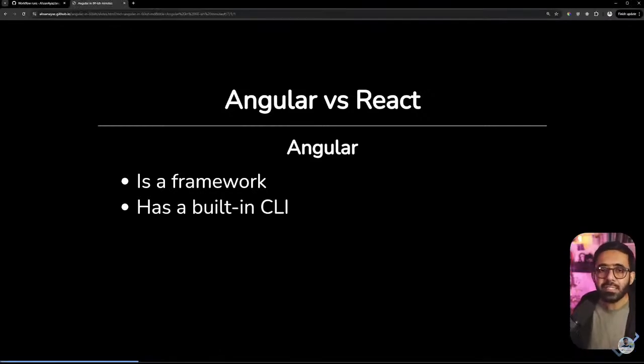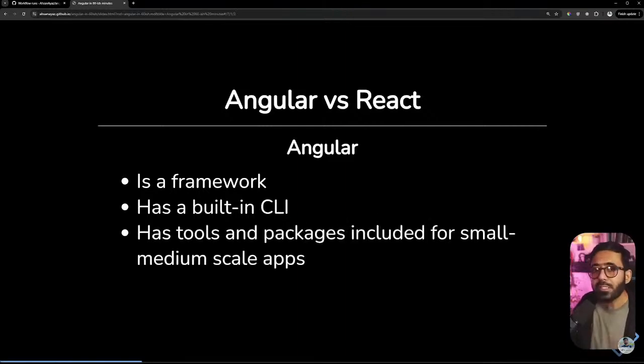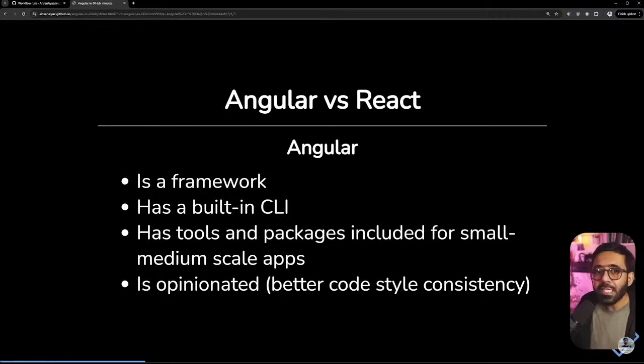Angular also has a built-in CLI, as I mentioned, so you use the Angular CLI to generate code, to build it, to serve the Angular application, and whatnot. Angular also has a lot of tools and packages installed when you create a new Angular application, which is suitable for both small and medium scale applications. For example, if you need to make HTTP calls from an Angular application, you don't need to install additional packages. If you want to use unit tests in your application, you don't need to install additional packages. And if you want to have something with forms, you don't need additional packages. So all of that is included when you create a new Angular application. And as I mentioned before, it is opinionated. Since it's a framework, you have better code style and consistency that can scale beyond teams and even companies sometimes.